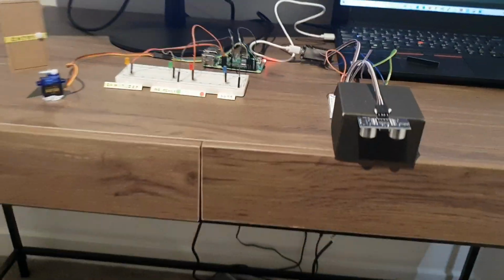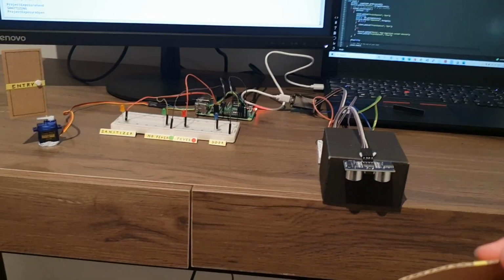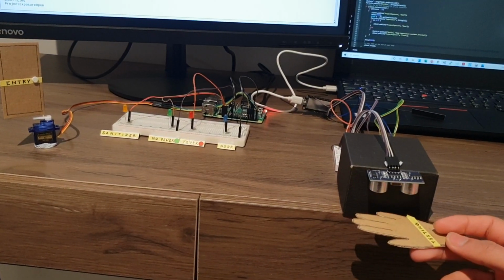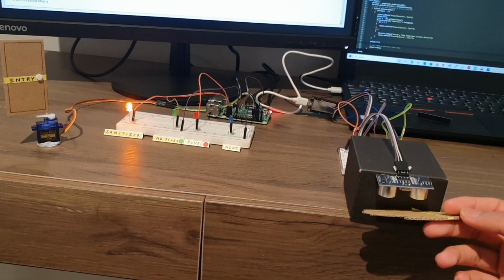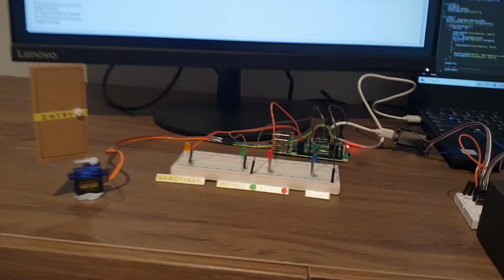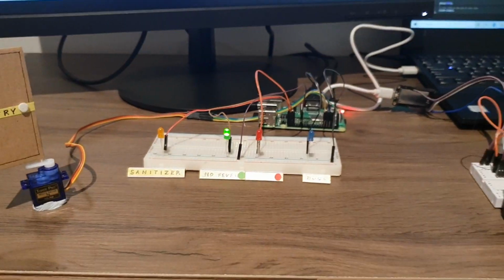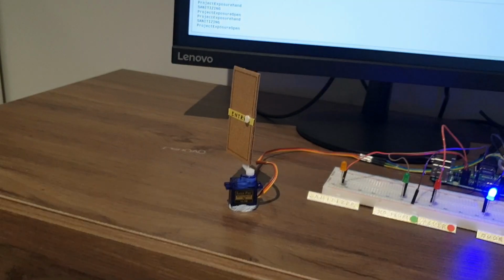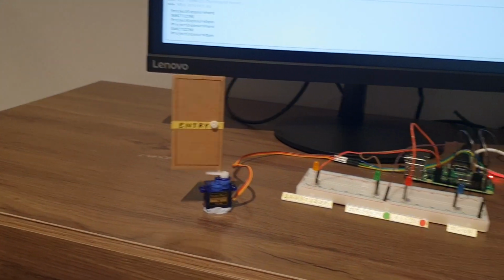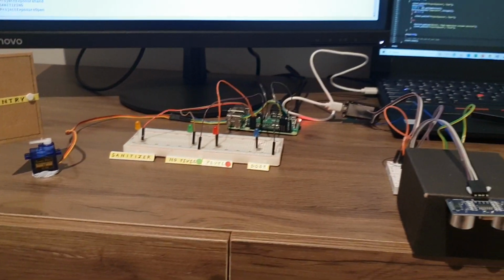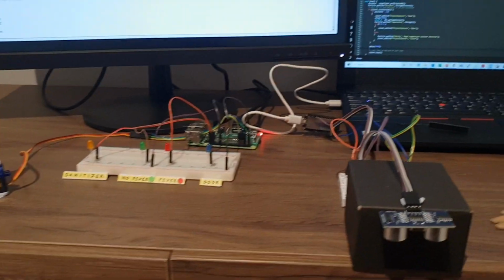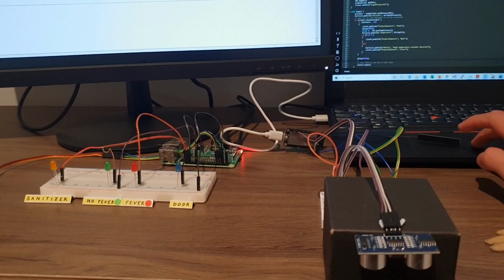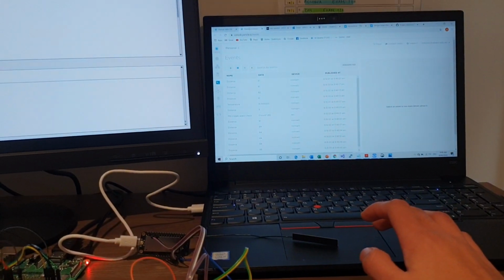A customer comes to the entrance, and then he puts his hand for the sanitizer. Sanitizer is being dispensed, and his temperature will be checked. His temperature is fine, so the door opens, he enters, and then the door closes. Let me just show it to you again, and also show you the console on the laptop.